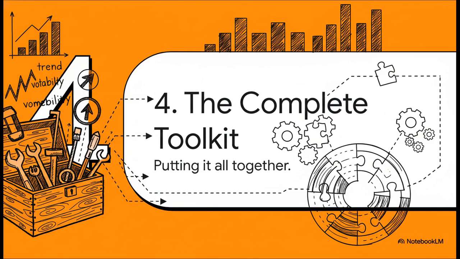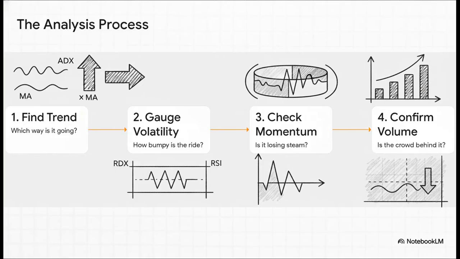So we've filled our toolbox. We've got tools for the trend, for volatility and momentum, and for volume. But here's the thing. The real magic happens when you stop looking at them one by one and you start using them together to build a complete picture of what's going on. So here's how you put it into action.